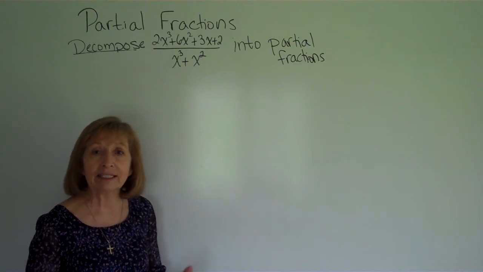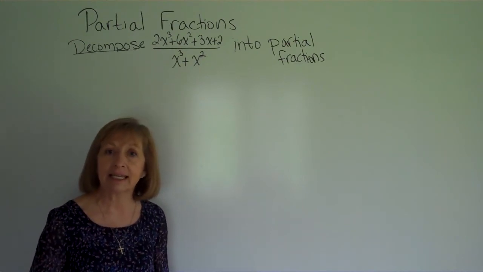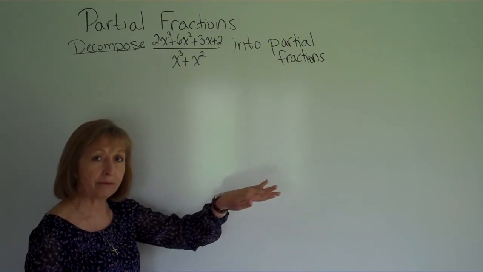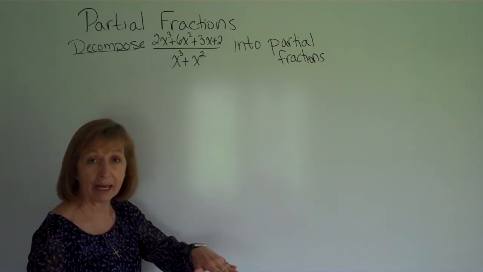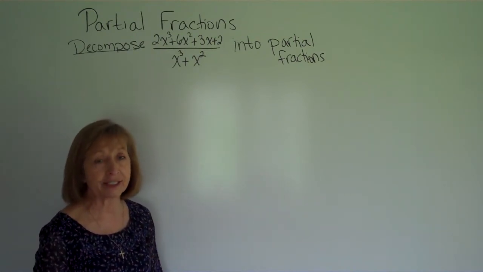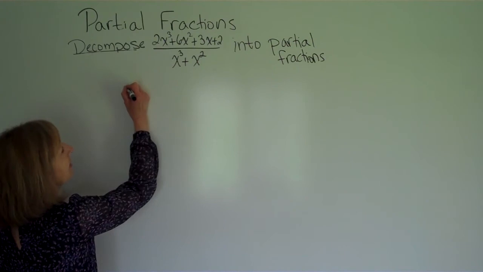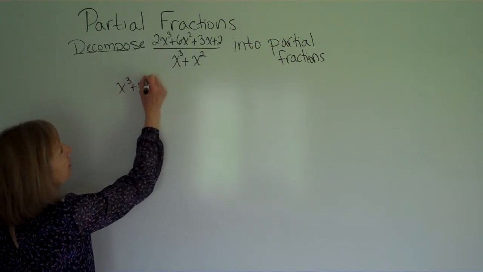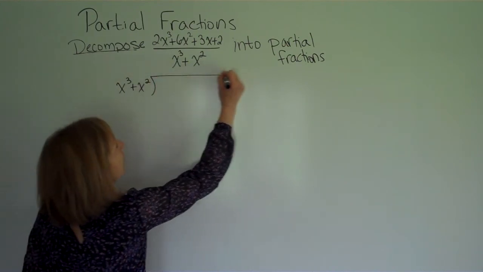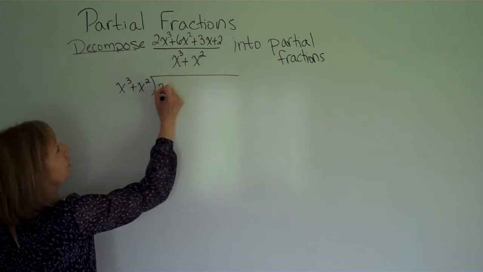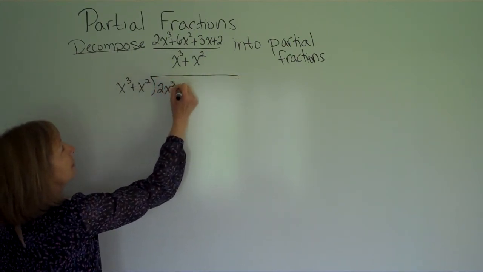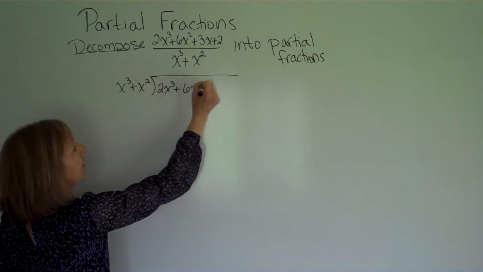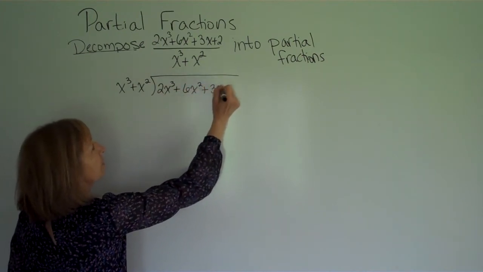Now notice that the numerator's highest power is 3 and the denominator's highest power is 3. So I actually need to do the division to get it where I have a smaller power divided by a higher power to do my partial fractions. So we'll go ahead and set up our x cubed plus x squared as our divisor, and we're dividing that into 2x cubed plus 6x squared plus 3x plus 2.